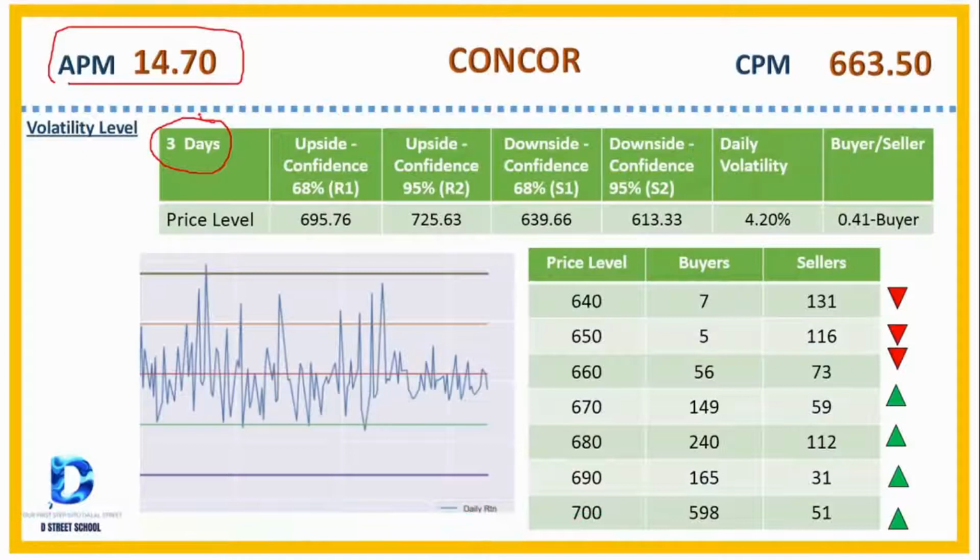Let me go ahead and summarize very quickly. What is the volatility level, and how can we customize this? For easier understanding, I made it as R1, R2, S1, S2.